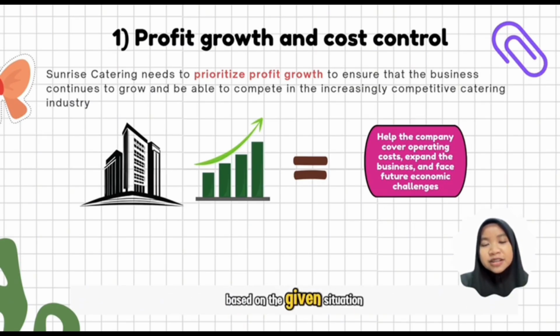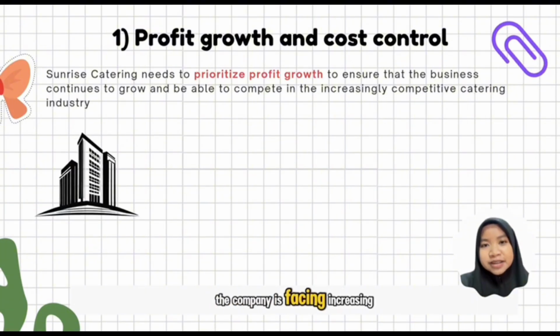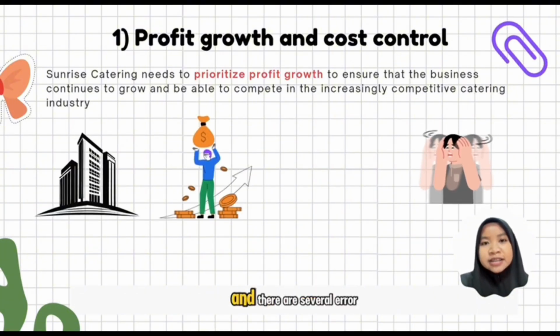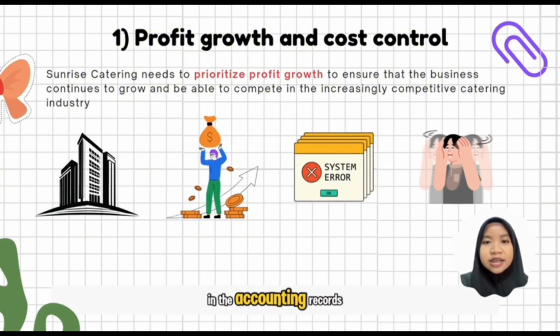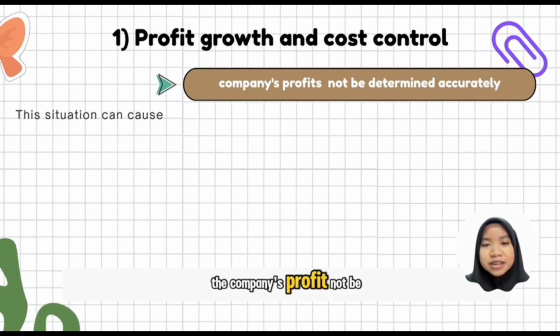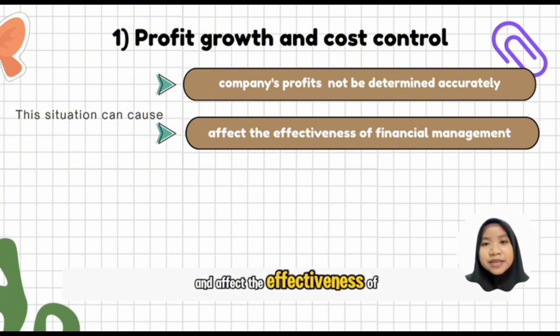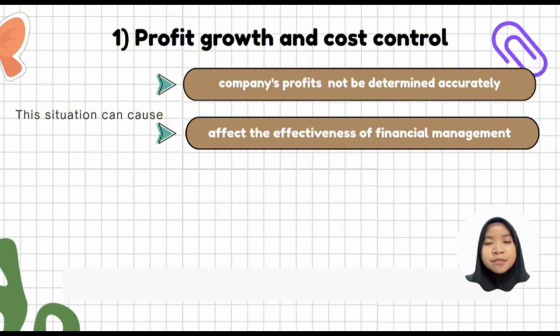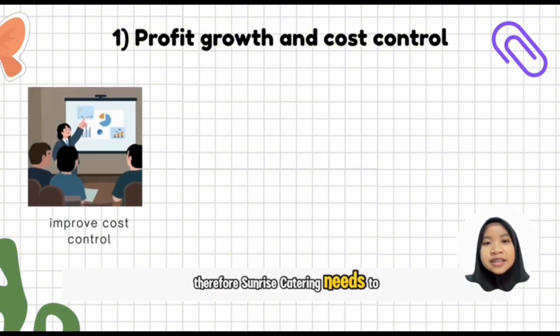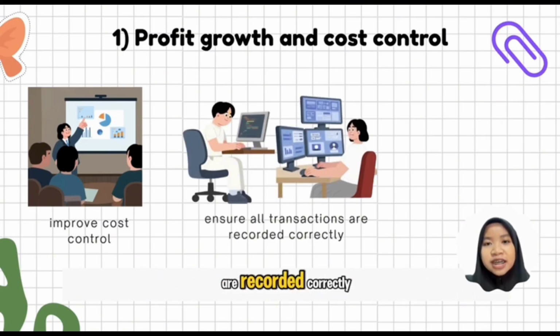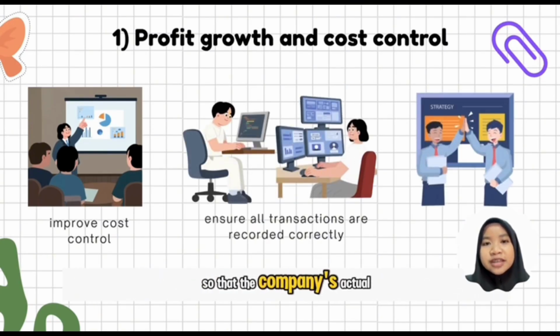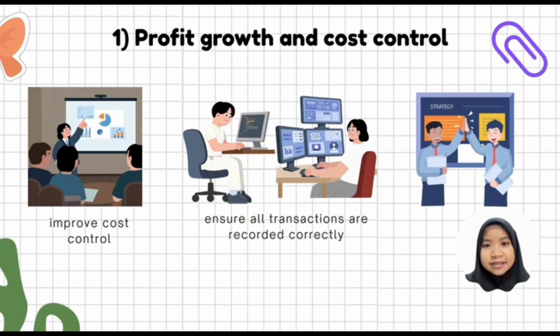Based on the given situation, the company is facing increasing salary and there are several errors in the accounting situation that can cause the company's profit not be determined accurately and affect the effectiveness of financial management. Therefore, Sunrise Catering needs to improve cost control and ensure that all transactions are recorded correctly so that the company's actual performance can be monitored more effectively as mentioned in flexible budget.